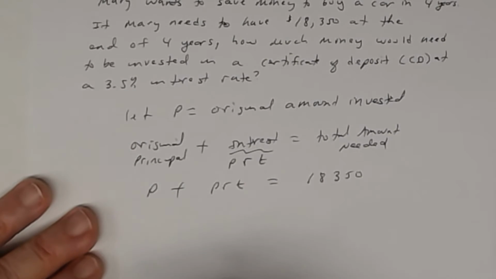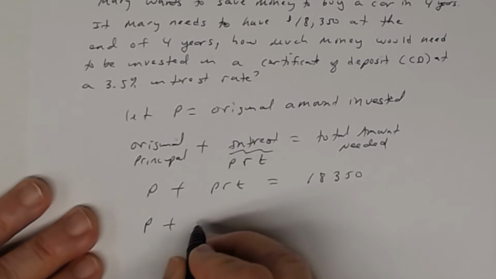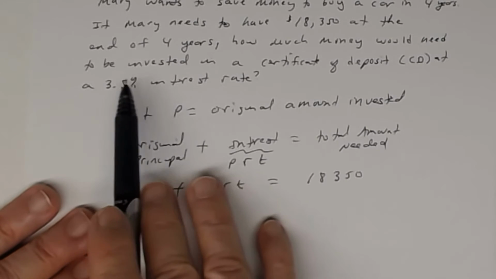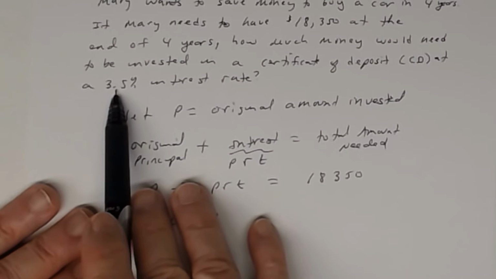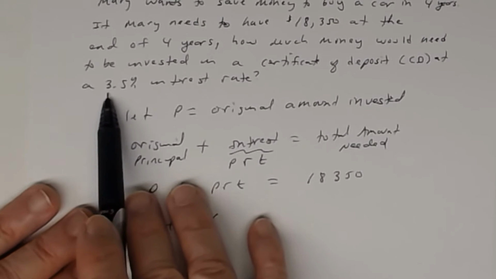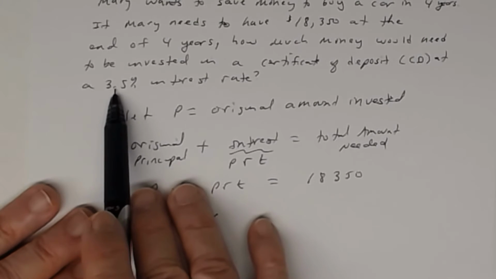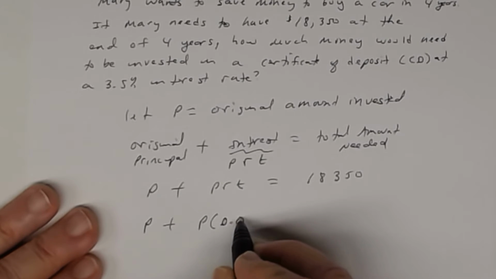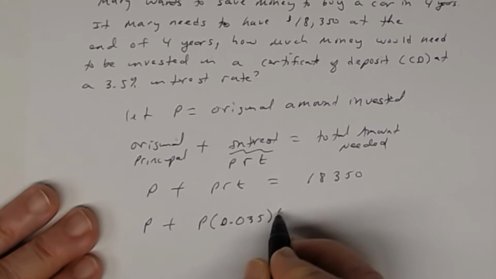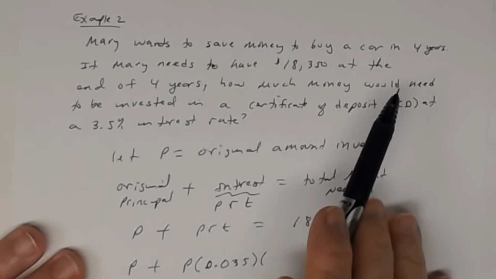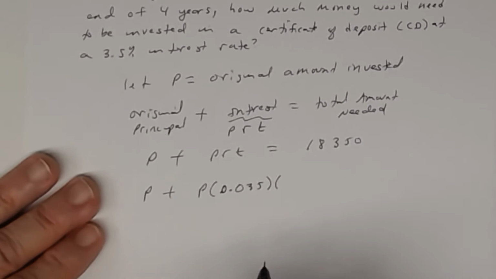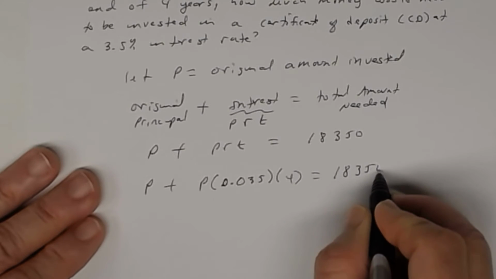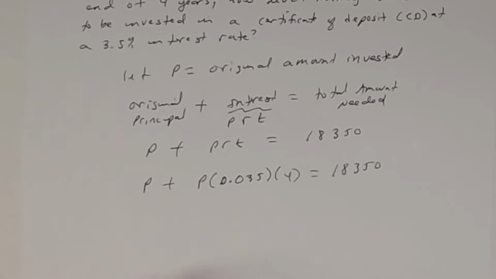So let's go ahead and fill in what we know. We don't know P, so I'm going to rewrite P. So I'm going to say P plus, and then P times the rate, which I do know. The rate is 3.5%. But remember, we must always convert the percent to a decimal. So that's going to be 2 places to the left. So that's going to be 0.035 times the time, which we know is going to be 4 years. So time is 4. And that's going to equal 18,350.